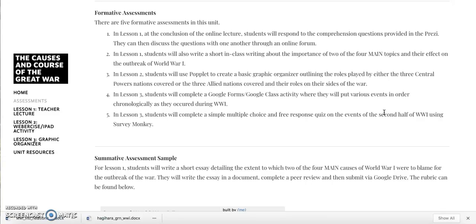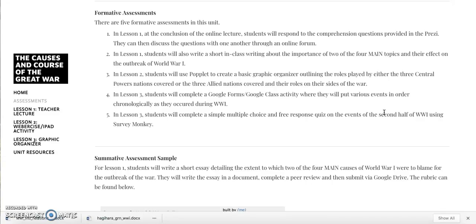The other formative assessment for Lesson 1 is the in-class writing that students will complete, which asks them to analyze the importance of 2 of the main topics and their effects on the outbreak of World War I, with main meaning militarism, alliances, imperialism, and nationalism.